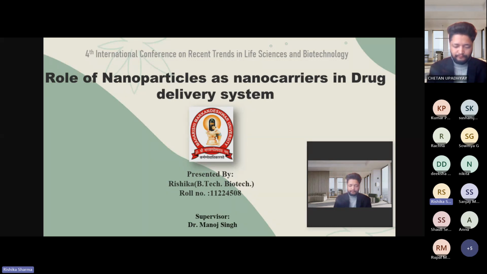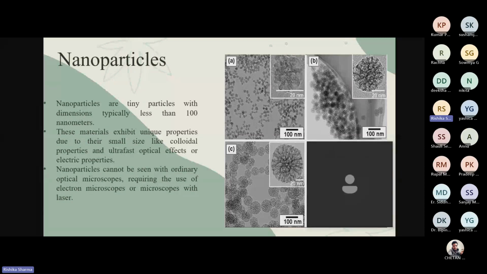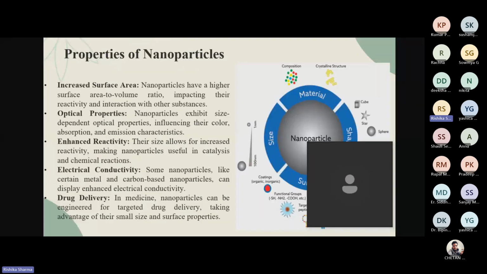So, what are nanoparticles? Nanoparticles are tiny particles with dimensions typically less than 100 nanometers. These materials exhibit unique properties due to their small size, like colloidal properties, ultra-fast optical effects, or electrical properties. They cannot be seen with ordinary optical microscopes, and they require the use of electron microscopes or microscopes with laser. Next, we have properties of nanoparticles. They have increased surface area, a higher surface area to volume ratio, which impacts the reactivity and interaction with other substances.